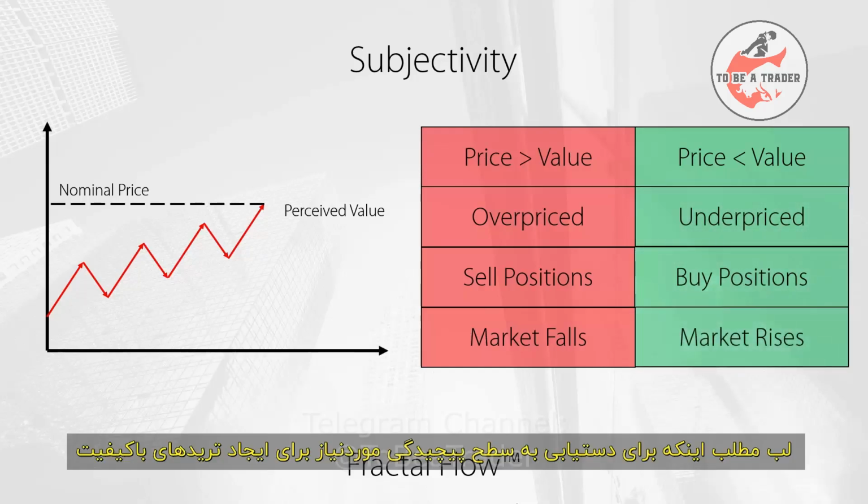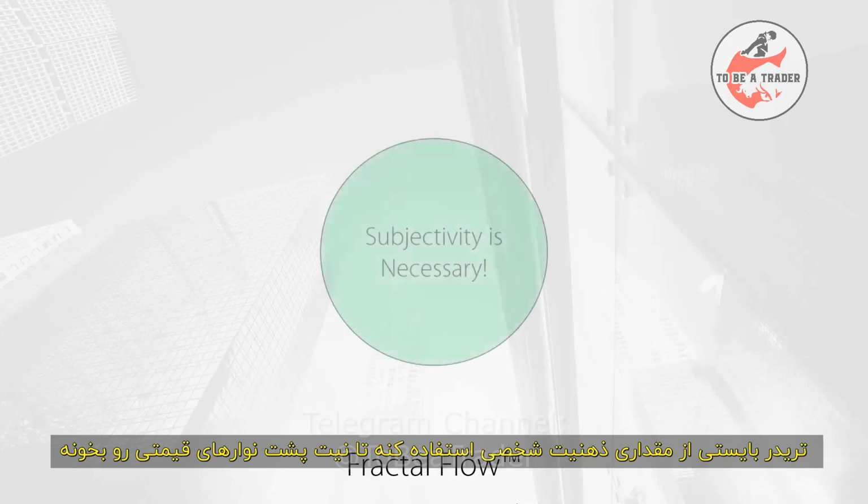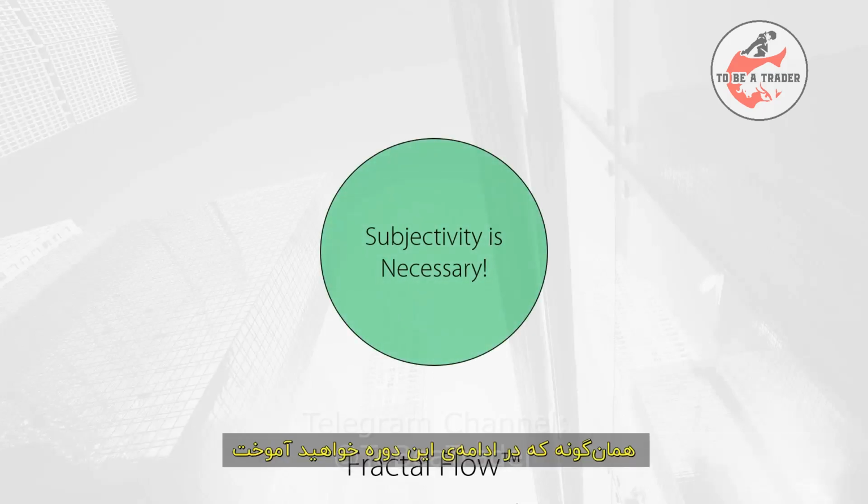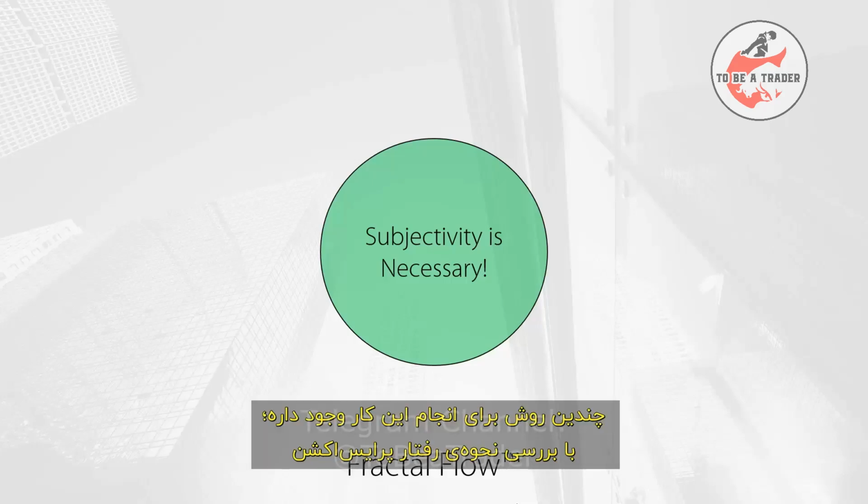The bottom line is that to achieve the necessary level of complexity to produce high-quality trades, a trader must use some degree of subjectivity to read the intentions behind the price bars. As you will learn later in the course, there are several ways of doing this by looking at the way price action behaves.